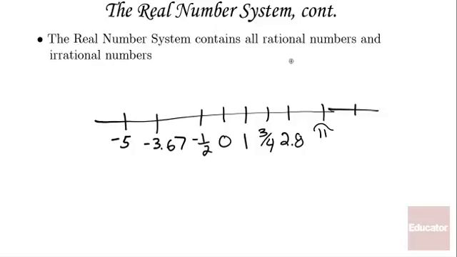So the real number system contains all the rational numbers as well as all the irrational numbers. So all the things that we talked about. Here's a decimal that terminates, a negative number that's a fraction, 0. A positive number, pi, which is an irrational number.